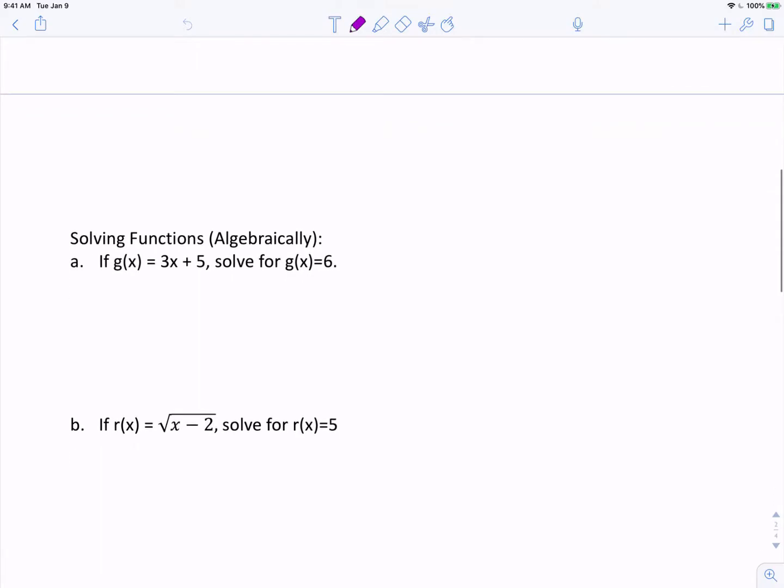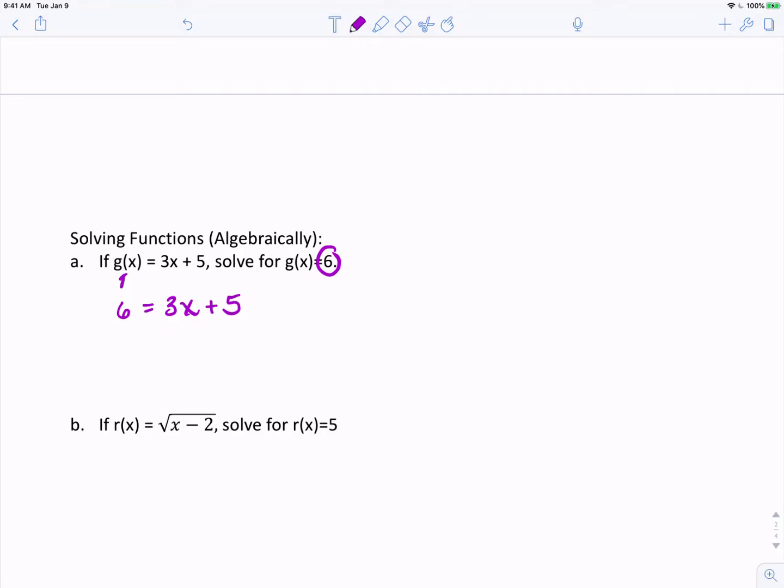If g of x is equal to 3x plus 5, solve for g of x is equal to 6. So what this question is asking us for is, if our output is 6, if g of x is 6, what would our input be? What would x be? Can we solve for x?